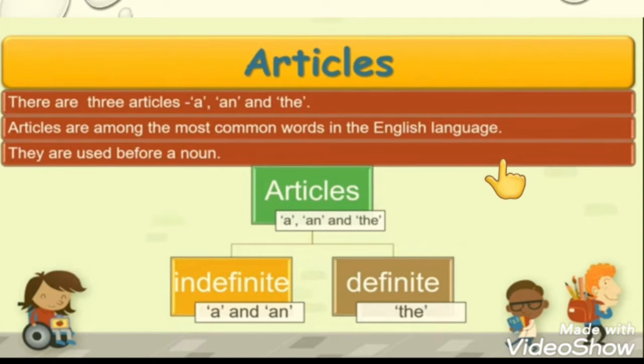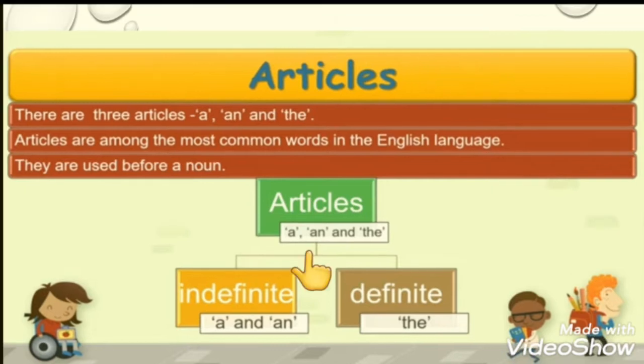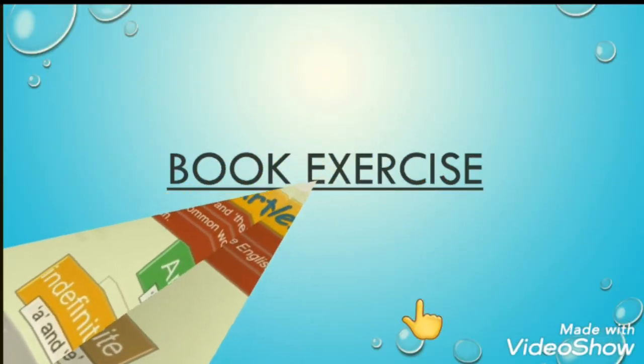Students, articles are of three types: A, An and The are the articles. These articles are the most common words which we use in the English language and they are placed before a noun. Articles are of two types. One is indefinite articles and another one is definite articles. Indefinite articles are a and an, and the definite article is the. Now students, we will come to the book exercise.